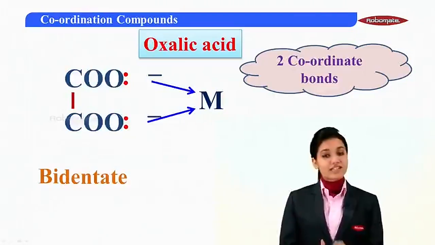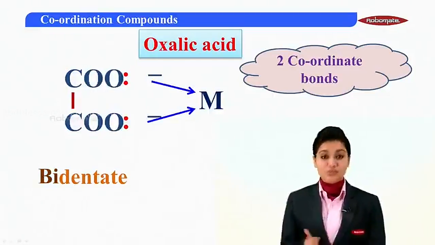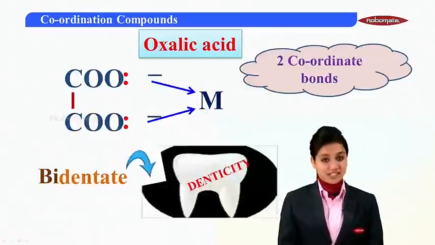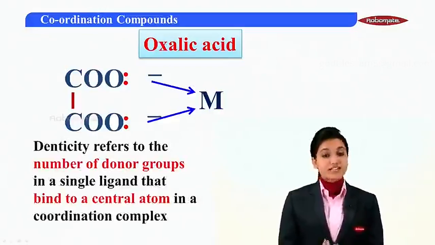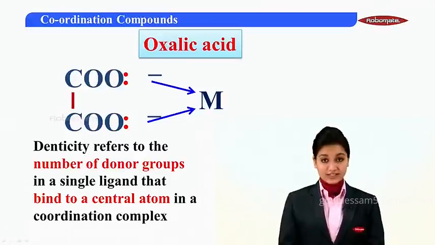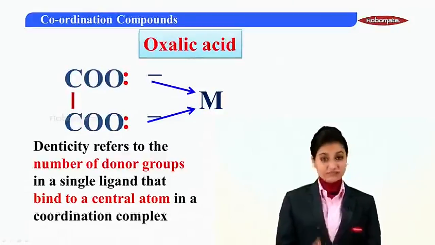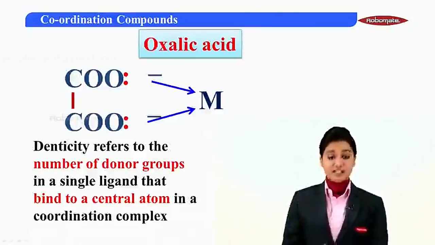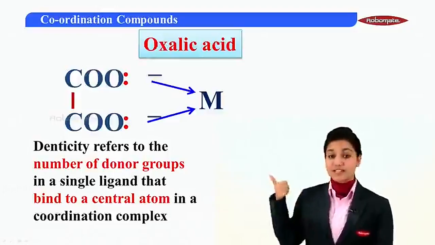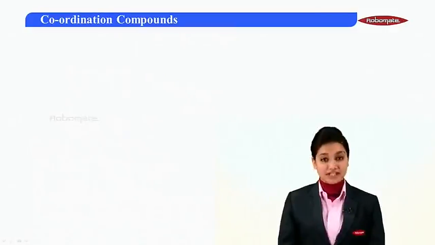Now what exactly is the term bidentate ligand representing? Bi means 2. So if you see here, it is forming 2 coordinate bonds. Dentate comes from the word denticity. What is denticity? Denticity refers to the number of donor groups in a single ligand that bind to a central atom in a coordination complex. So in this particular ligand, there are 2 donor groups, that is 2 oxygens binding to a single metal in a coordination complex, and therefore the denticity here becomes bidentate.